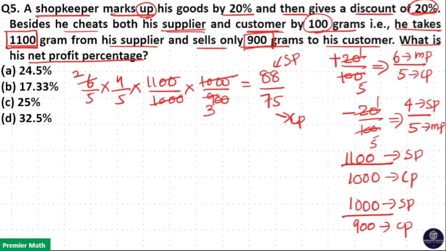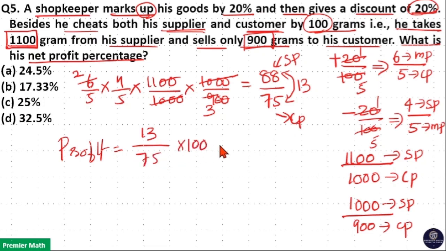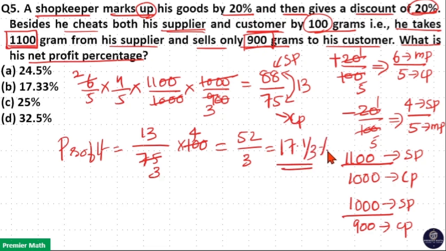Now you can see the difference between sell price and cost price is equal to 88 minus 75, that is 13 parts. So net profit is equal to sell price minus cost price, which is 13, over cost price, 75, into 100. 25 goes 3 times in 75, 25 goes 4 times in 100. 13 into 4 is 52. 52 by 3 is equal to 17.33. So that means option B, 17.33% is the net profit.